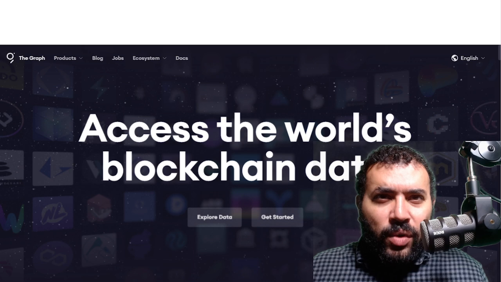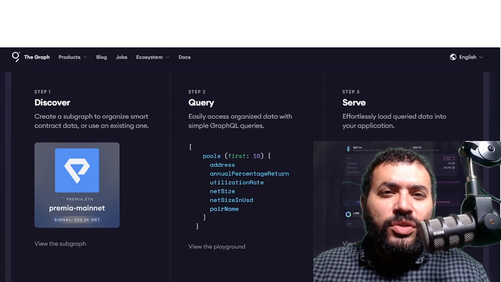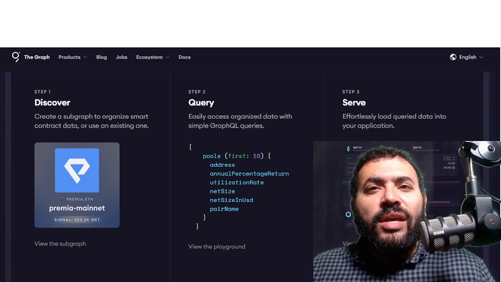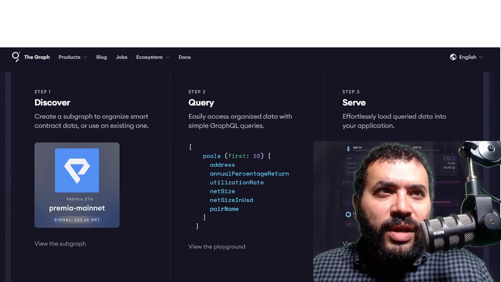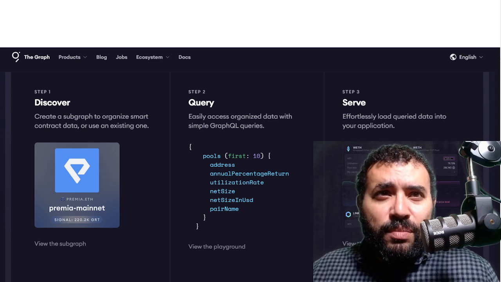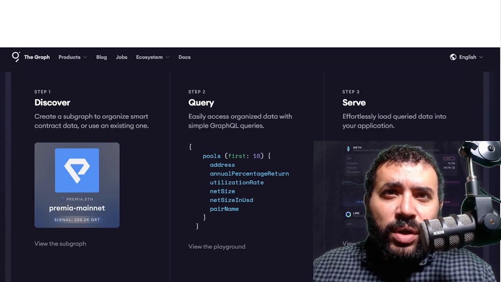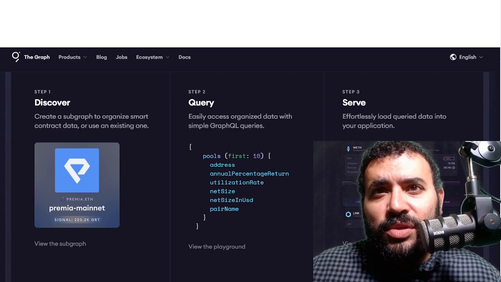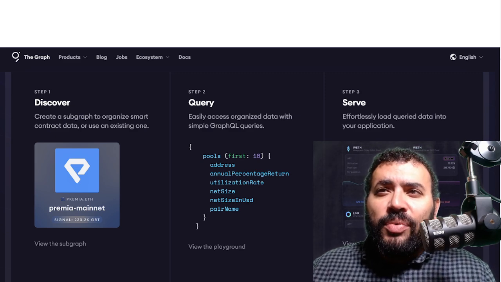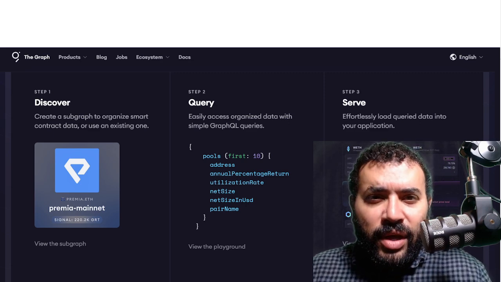What is the graph? Well, access the world's blockchain data. A big thing that is used by developers, by other blockchains, is their query database. And so there are 3 steps here. You discover, you create a subgraph to organize smart contract data or to use an existing one. Step 2, you submit a query. Easy access, organized data with simple GraphQL queries. Step 3, you effortlessly load the query data into your application.